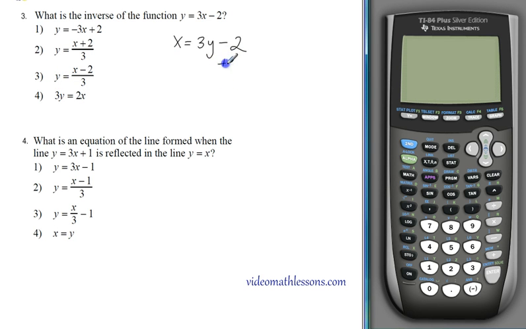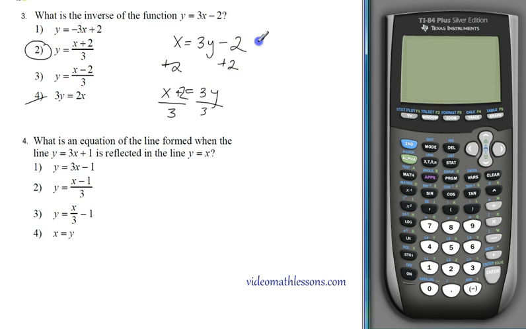So now take a look. I'm going to add the 2 over. Nice and easy, just a regular equation. So I got x plus 2 equals 3y. And be careful, because look, they have an equation with 3y in it, but it's 2x, so that's not the right answer. So they follow it up with divide both sides by 3. And so I check my choices, and it is choice 2.